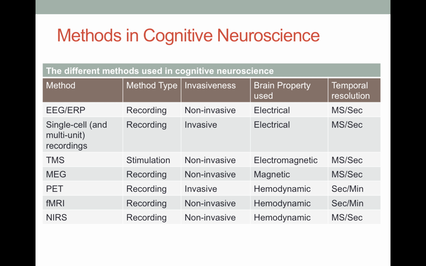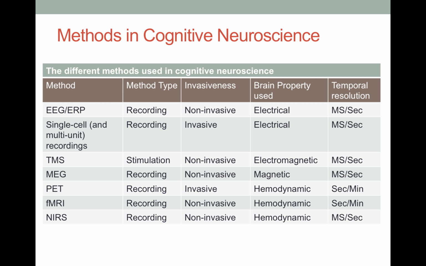So far, we have used the terms invasive and stimulation, but these are not the same thing. We can see here that the only invasive methods used are single-cell recording and PET, but neither of those involve stimulation of the brain. The only method that does involve stimulation is TMS, and this is not invasive. While single-cell recording is reserved for use on animals, PET is used on humans, though typically patient populations rather than healthy participants.